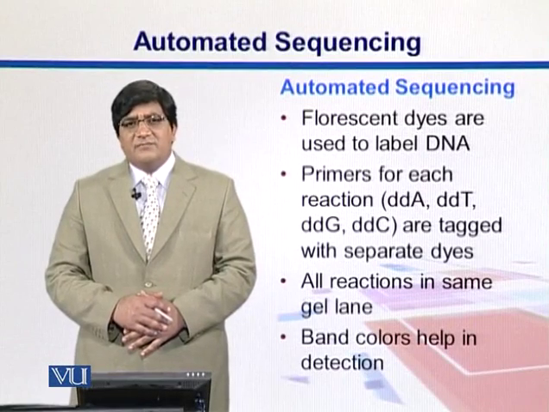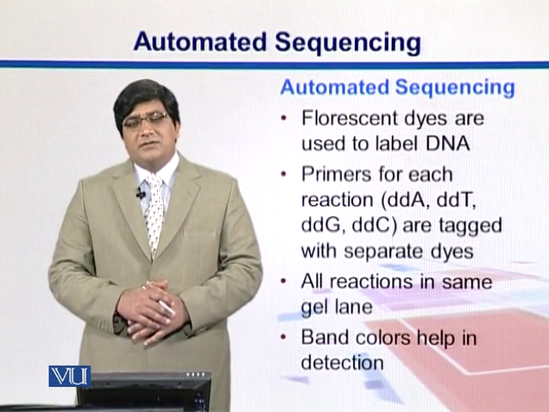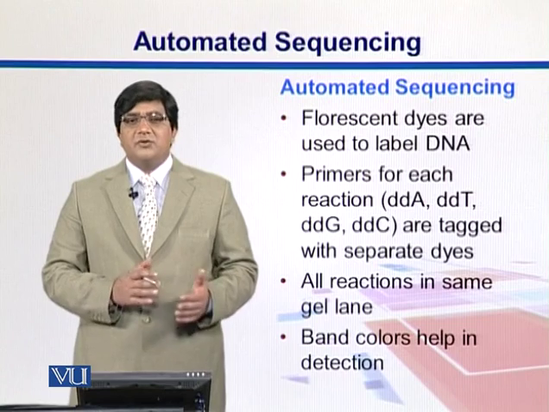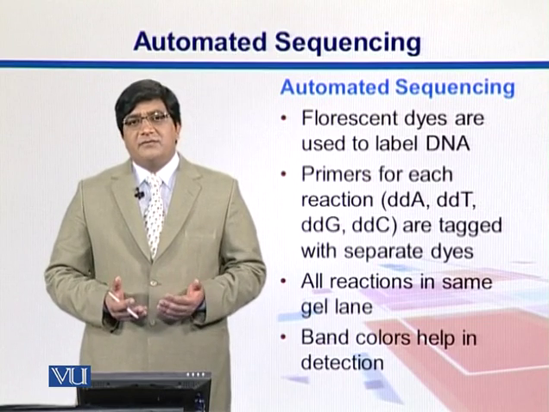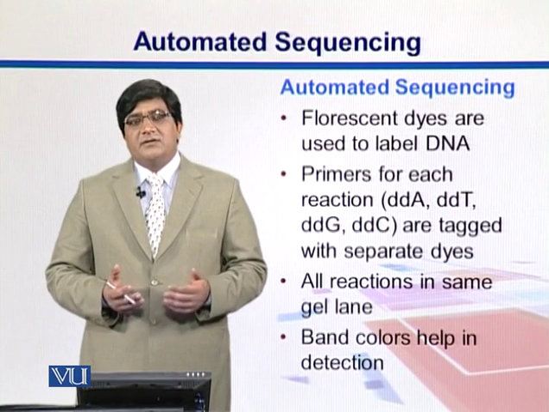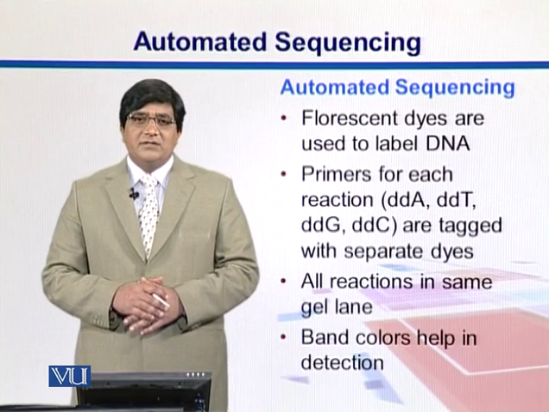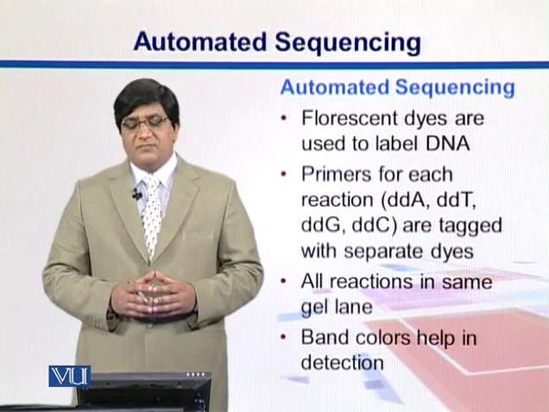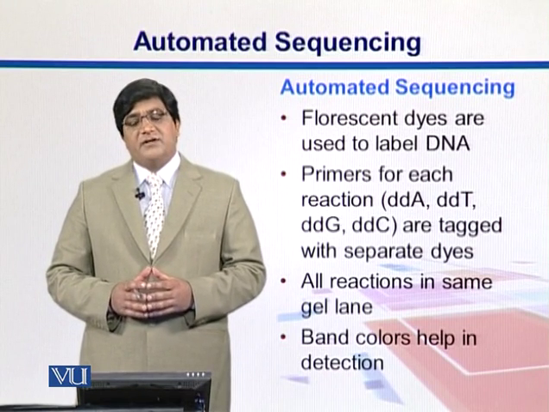So the manual method of sequencing, where you need to interpret the gel by yourself, got its pace with the discovery of automated sequencing. Within automated sequencing, the main discovery which helped a lot was the discovery of different dyes, fluorescent dyes, so that they can give different colors.